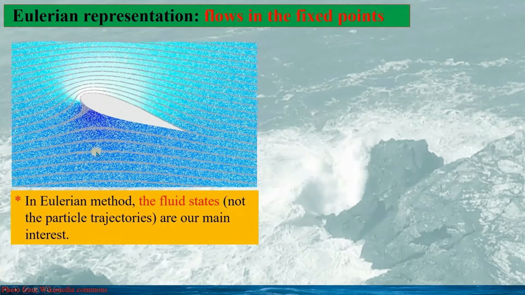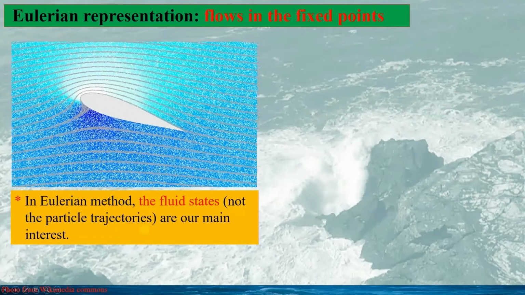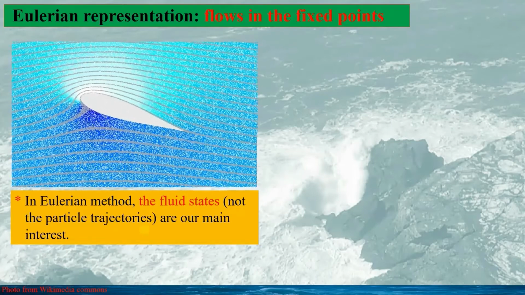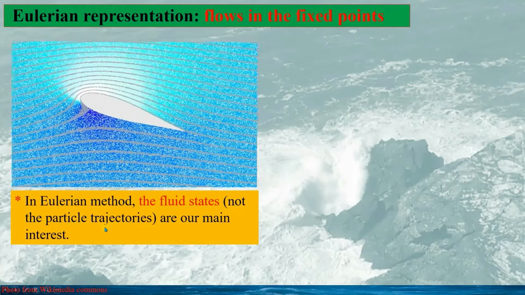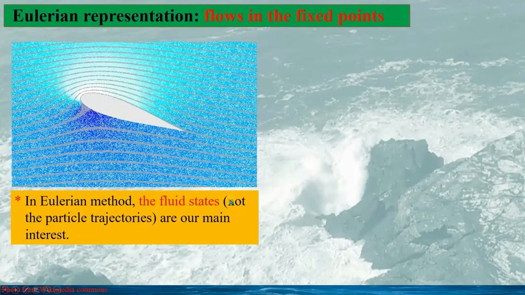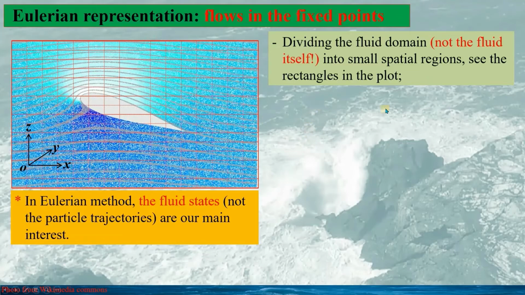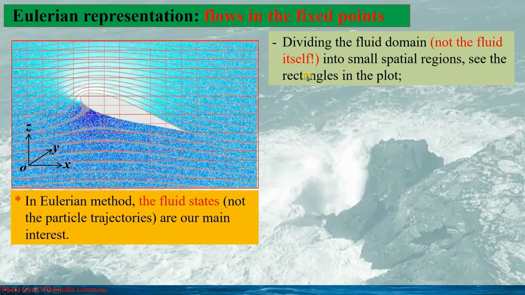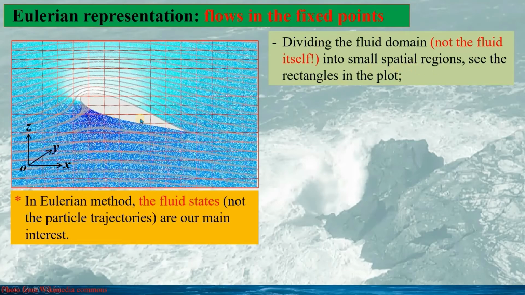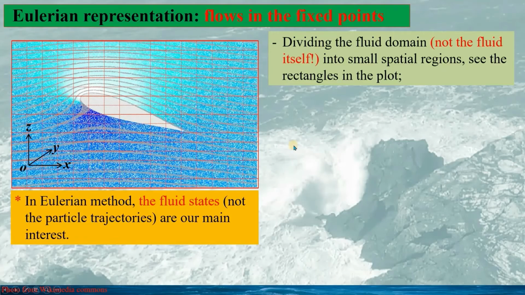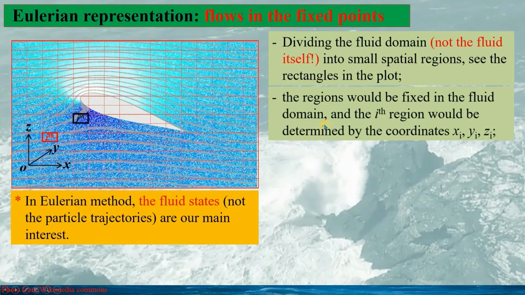First, we look at the flow passing an airfoil. See this GIF. Generally, in the Eulerian method, the fluid states, not the fluid particle trajectories, are our main interest. In the Eulerian representation, we divide the fluid domain, not the fluid itself, into many small spatial regions. See the rectangles in this plot. And the small region would be fixed in the fluid domain.